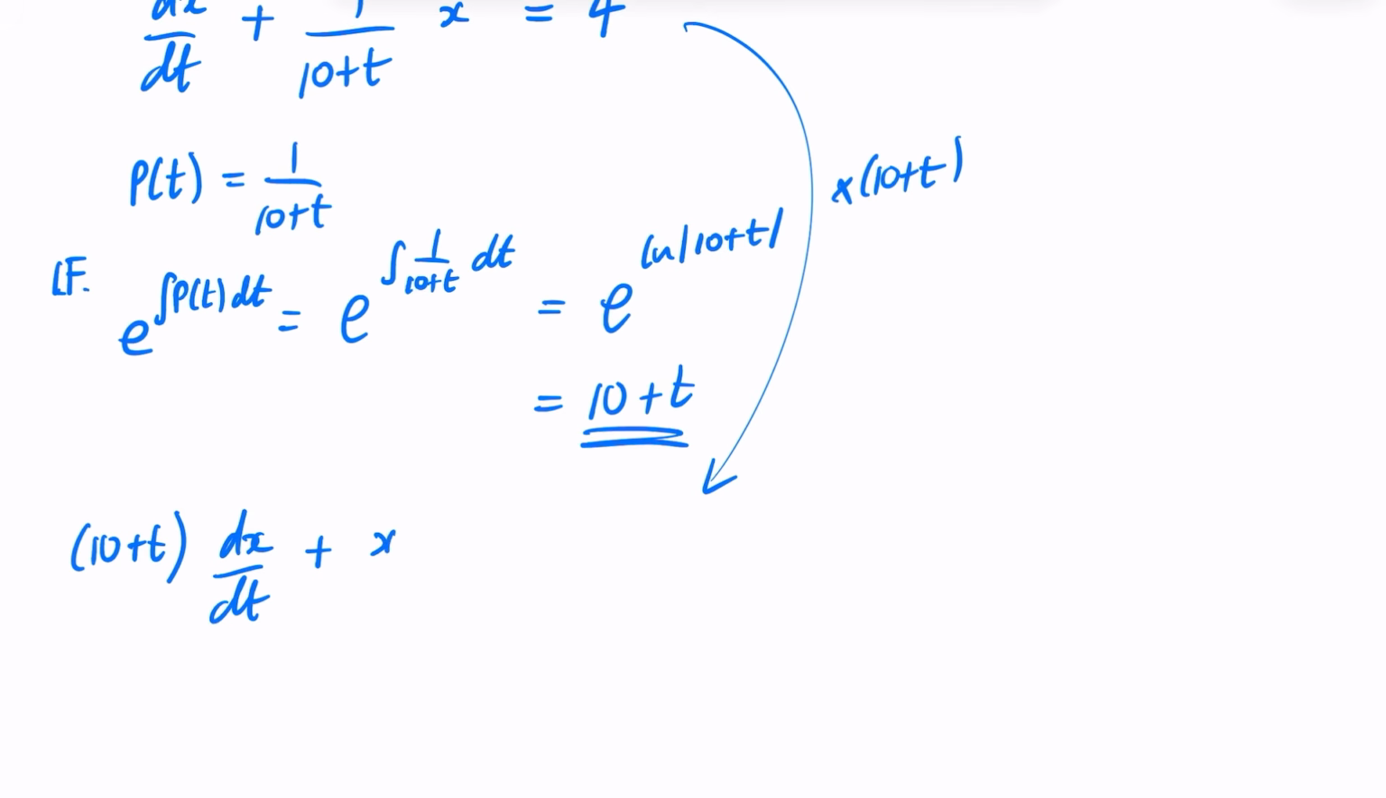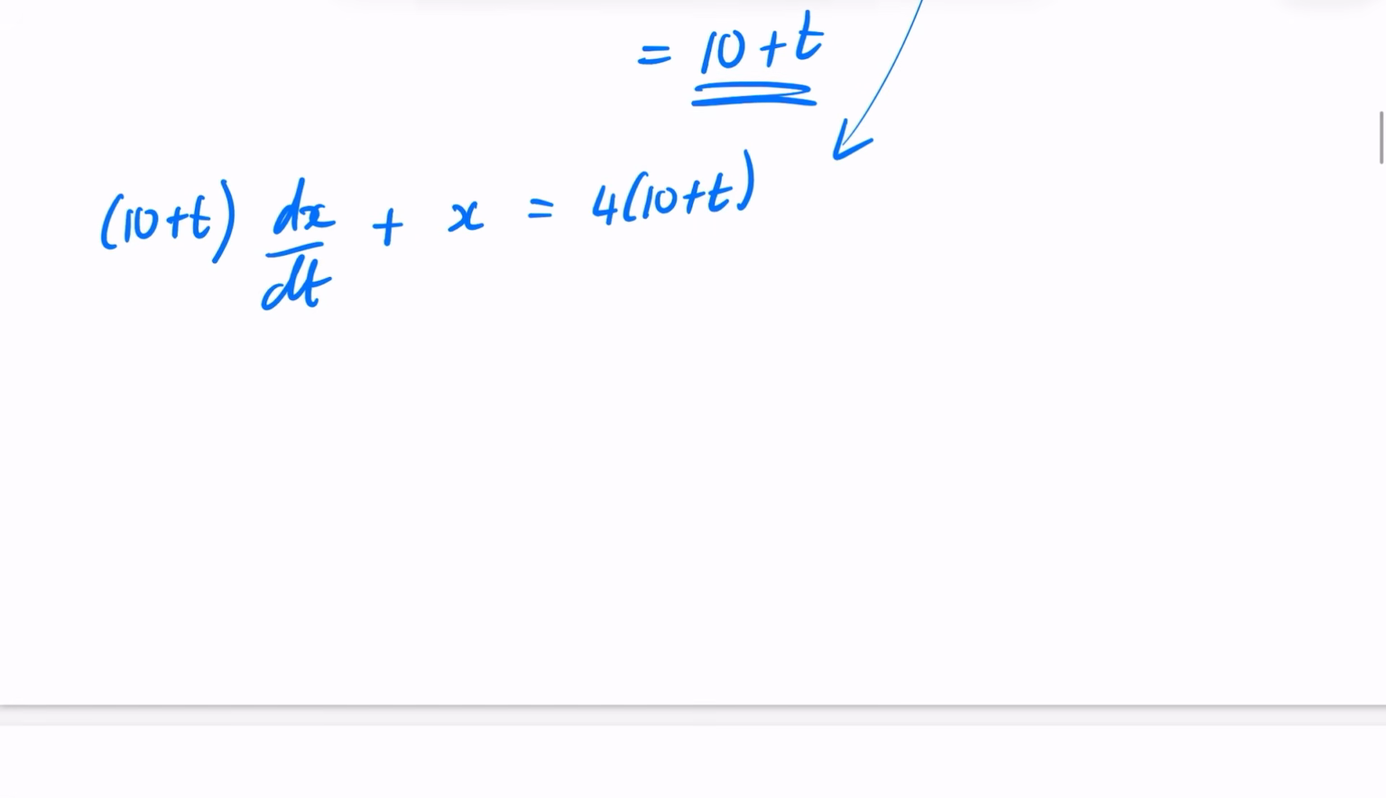That bit just disappears, so we just get x, and then we have 4 multiplied by 10 plus t. So on the left-hand side, this is going to be the form of the reverse product rule that we were expecting. It is something that has been differentiated by t to give us this, and it is (10 + t)x. It's usually easiest to look at this: you have the 10 plus t and the x part there.